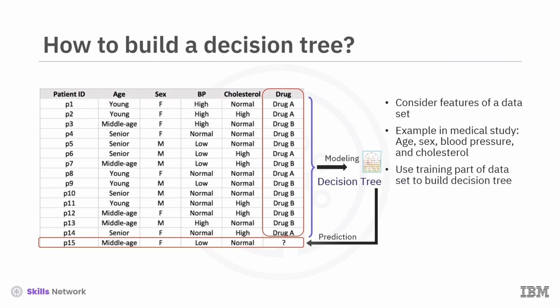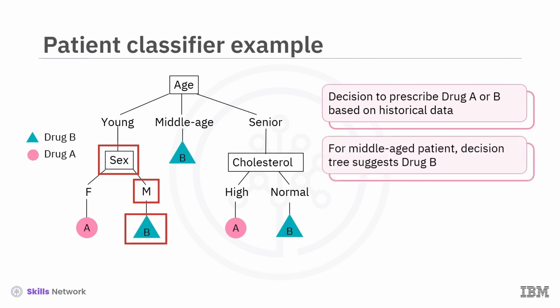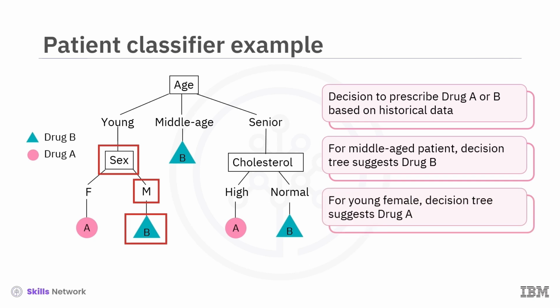You would use the training part of the dataset to build a decision tree and then use it to predict the class of an unknown patient. In essence, to produce a decision on which drug the patient is likely to respond to. The decision to prescribe drug A or B will be based on historical data for a large set of patients diagnosed with the same disease. The tree starts by assigning a diagnosed patient to their age category, which can be young, middle-aged, or senior. If the patient is middle-aged, the decision tree suggests drug B. It also suggests drug B if the patient is young and male or a senior with normal cholesterol. On the other hand, if the patient is a young female or a senior with high cholesterol, the tree's branches lead to a prescription for drug A.